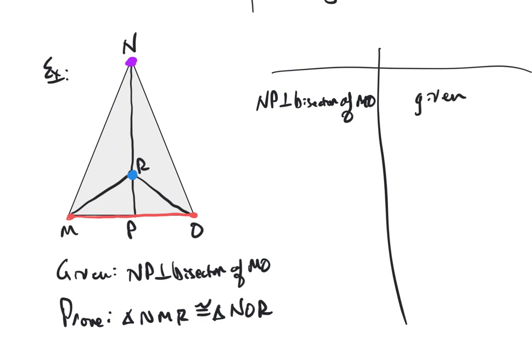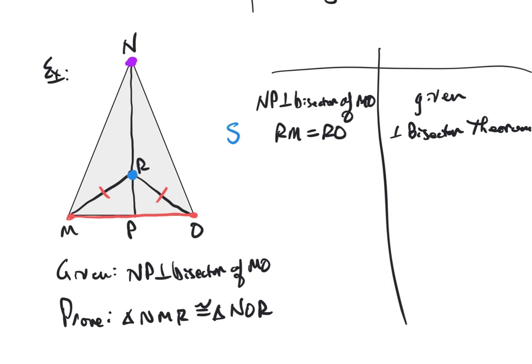So what we can then say is that the distance from R to M and the distance from R to O are equal using the perpendicular bisector theorem. And if I use some tick marks here, that means that this length and this length are the same. And if you look at the triangles that we're trying to prove are congruent, NMR, NOR, what that then gives us is a side of each triangle.